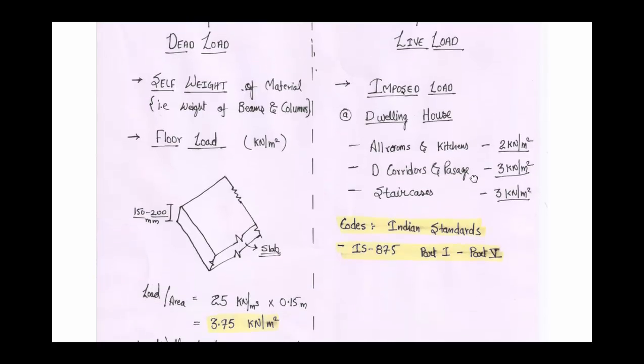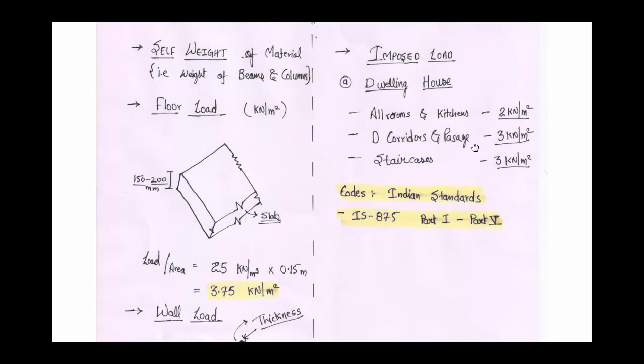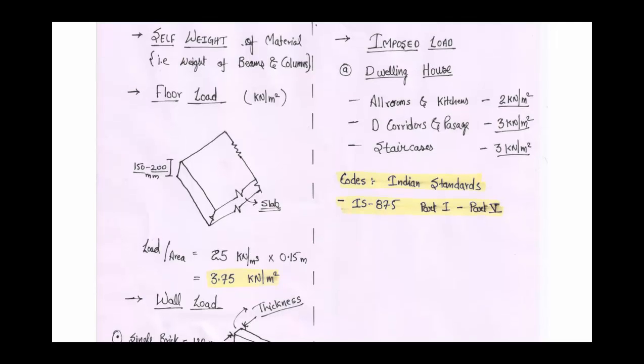Then the floor load. Generally slabs have 150 to 200 mm thickness. So here we take 150 mm thickness of slab. For that we need 3.75 kN per meter square load acting per unit area of slab.